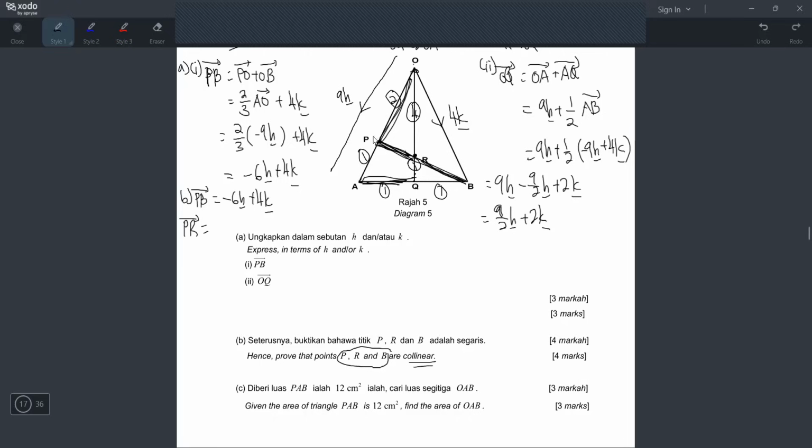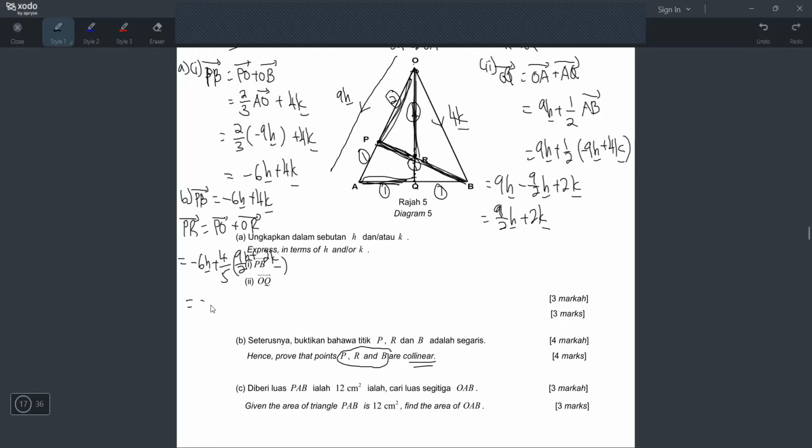PR vector. How can I find vector PR? I don't have it, so I can go PO plus OR. What is vector PO? PO I already did earlier. PO is 2 over 3 AO, which is negative 6H. And then what is OR? I don't have OR, but I can do it using ratio. So OR is actually 4 over, what is the total portion here? 5, right? And if you look carefully, OR is a part of OQ. So O to R is a part of O to Q, so 4/5 OQ. And what is OQ? You already did it earlier: 9/2H plus 2K.